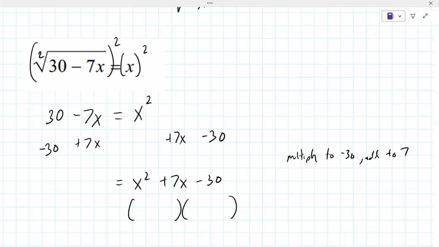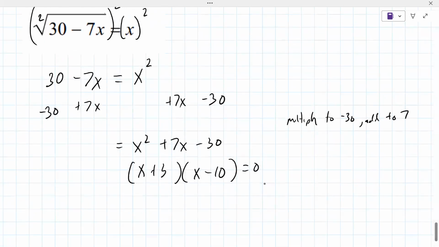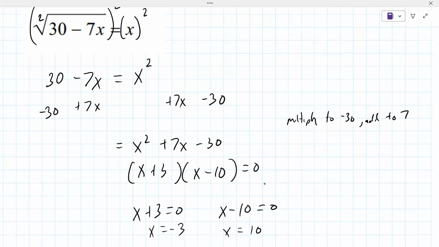-10 and +3. So x plus 3, x minus 10. You set each of these equal to 0. So it's x plus 3 equal to 0, x minus 10 equal to 0. What is the result when you solve those? X equals -3 and x equals 10. Okay.